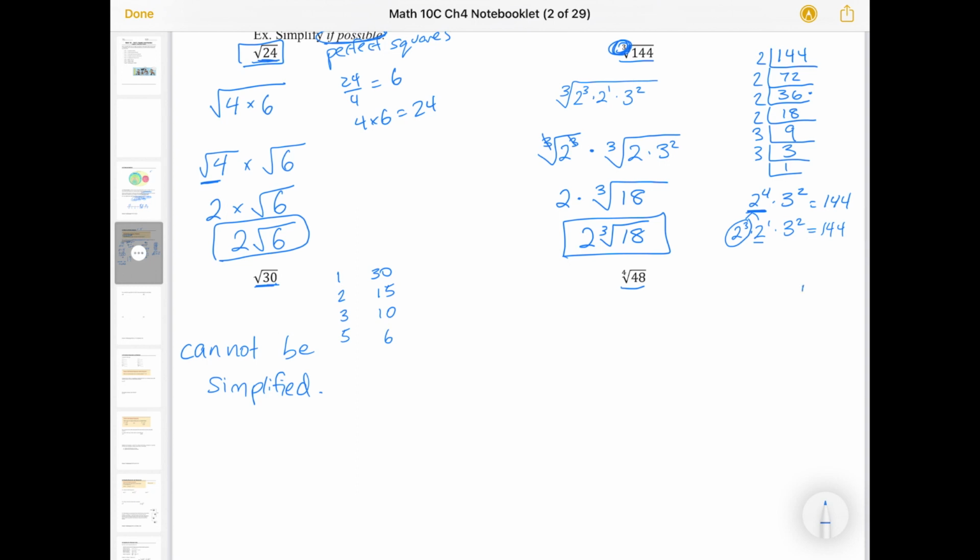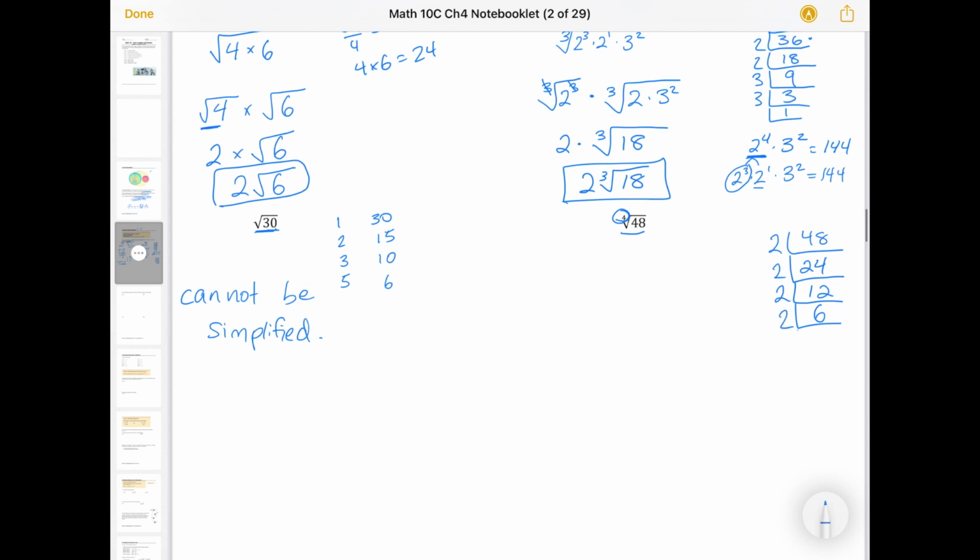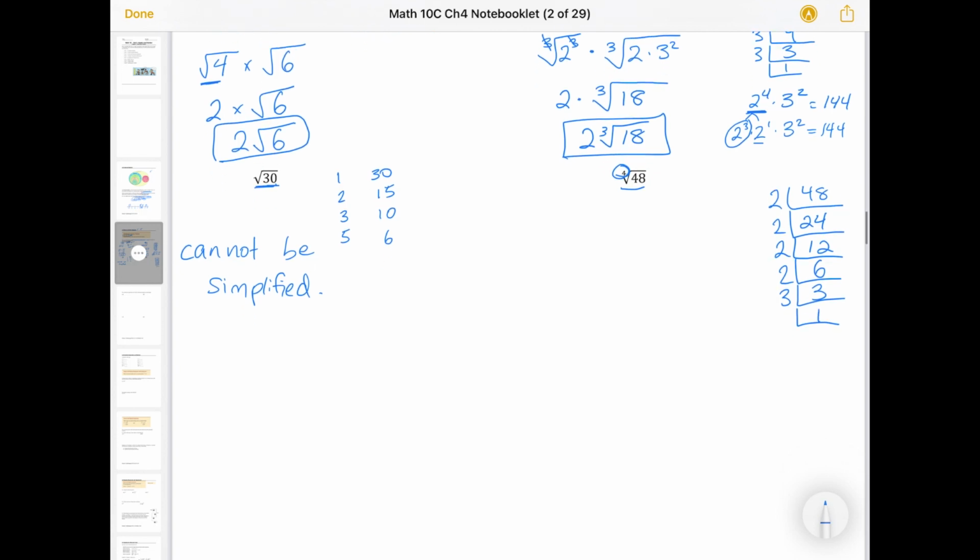Let's start with some prime factorization. I want to get groups of 4 because my index here is 4. I'm feeling pretty good about doing it with 2's because I know there's going to be a lot of 2's that divide into 48. 48 divided by 2 is 24. Divide that by 2 is 12. I can divide that by 2 and I get 6. I can divide by 2 one more time to get 3. Divide by 3 and 1. And I'm left with 2 to the 4 times 3.